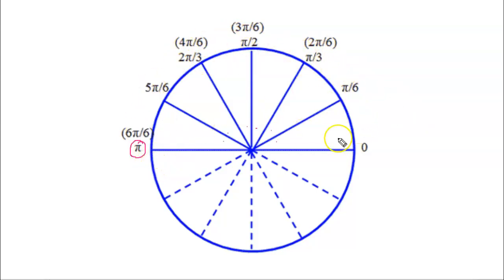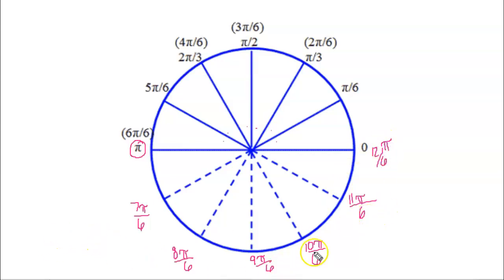But finding these measures, I don't have to memorize anything. If I'm going to divide this into 12 equal pieces, the radian measure is just going to be 1/6 of pi for each one. So I can continue counting. 1/6, 2/6, 3/6, 4/6, 5/6, 6/6. That would make this one 7/6. This one would be 8/6, 9/6, 10/6, 11/6, and back to 12/6.